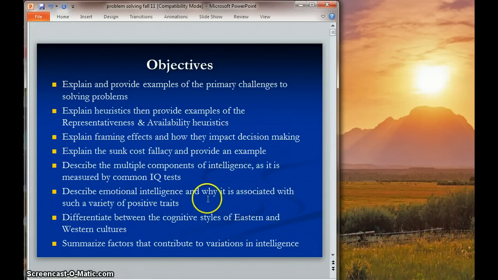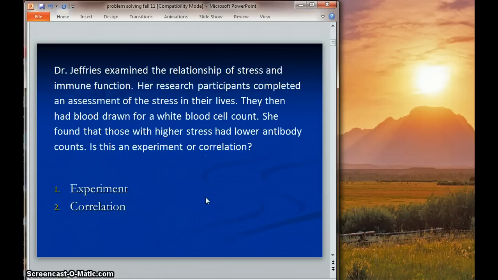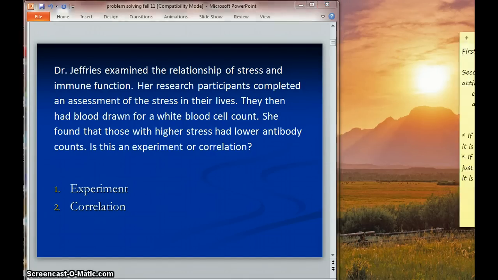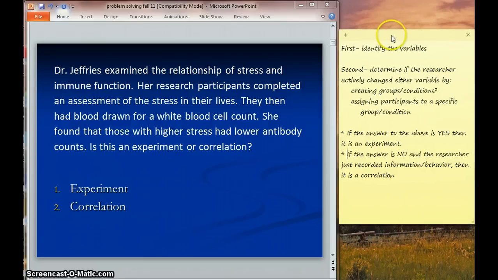Okay, let me go ahead and move on. Now here I will get into the review of research methods. So had we been in person, this would have been a clicker question for you. So I do want you to give a little bit of thought before I go into the answers. So you can read this here, and as you're reading and trying to decide if it's an experiment or a correlation, I want you to pay attention to this sticky note that I made for you right here.